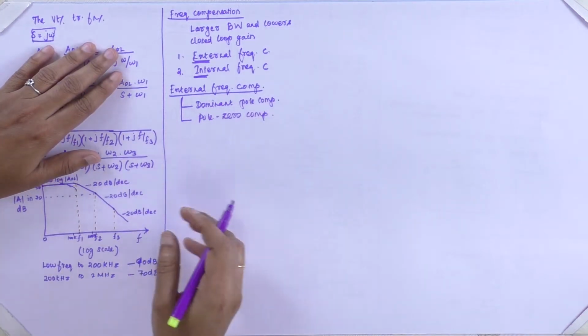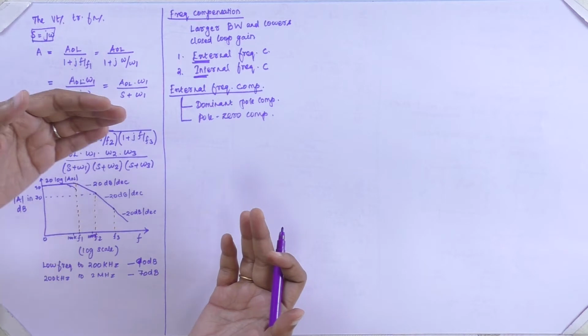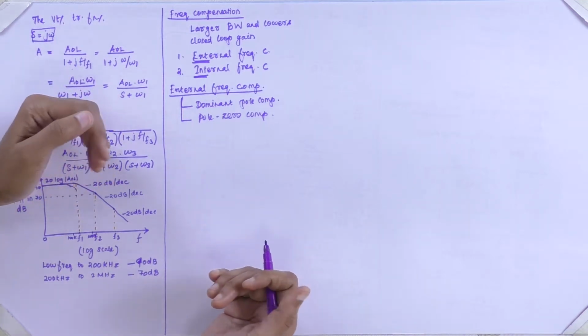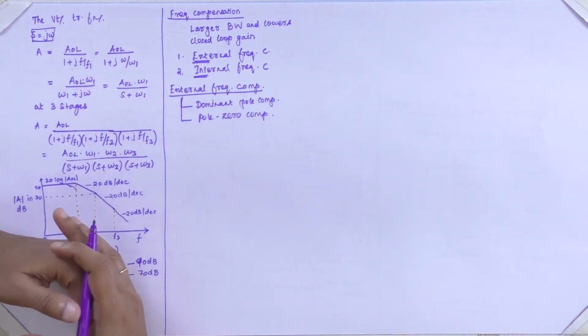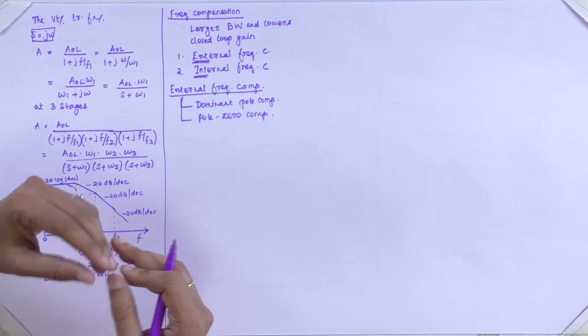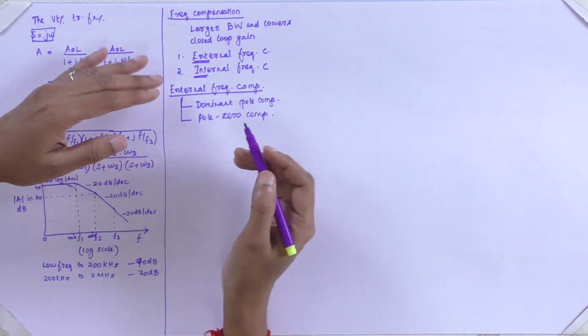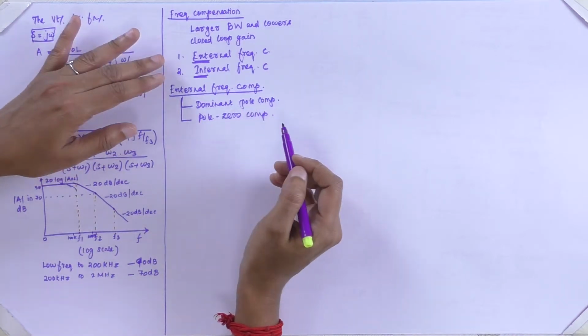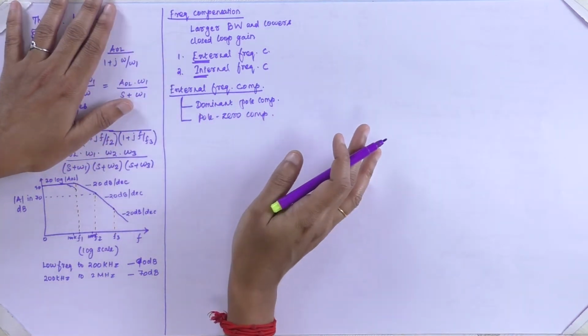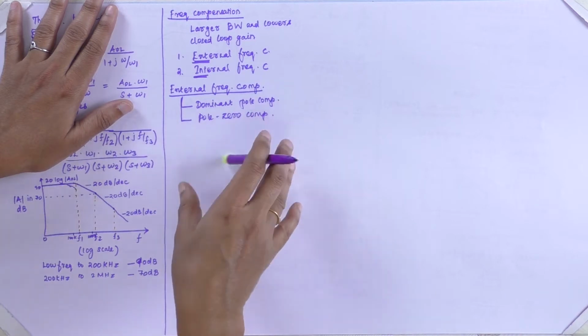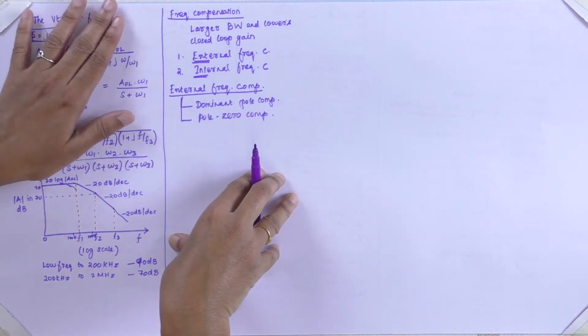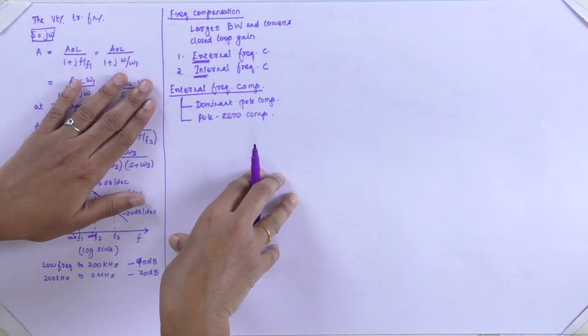So here we used to say the numerator value and the denominator value. The numerator value we call zeros and the denominator value we call poles. So here we are going to make that dominant pole, so the pole compensation to be the most dominant. Everything we are going to discuss in terms of the frequency parameter.